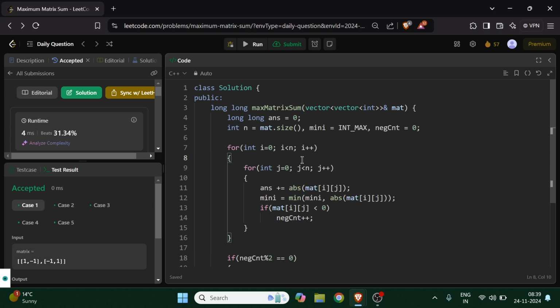The only observation we needed to solve this question was that two negatives can make the integers positive, and if the negative count is odd, in that case we need to subtract the minimum value, and hence we have solved the question.